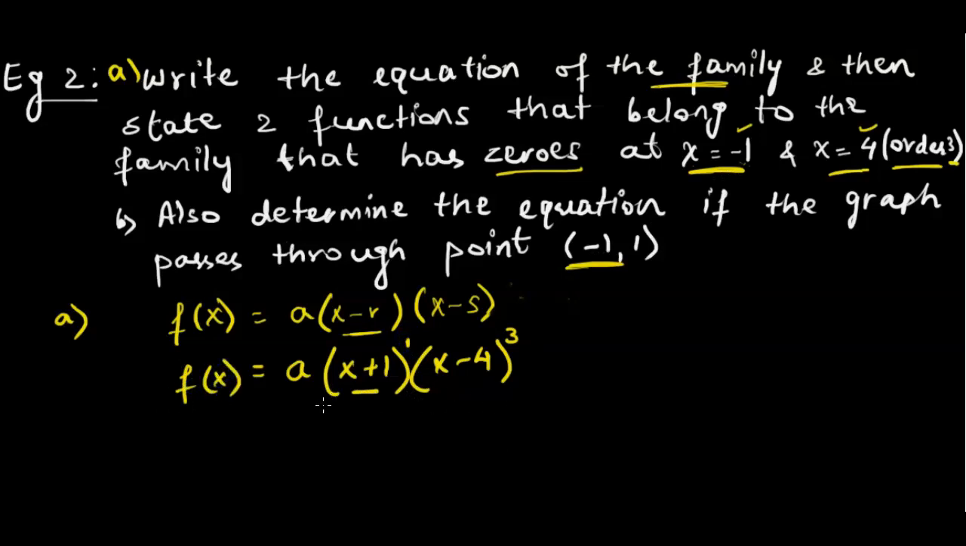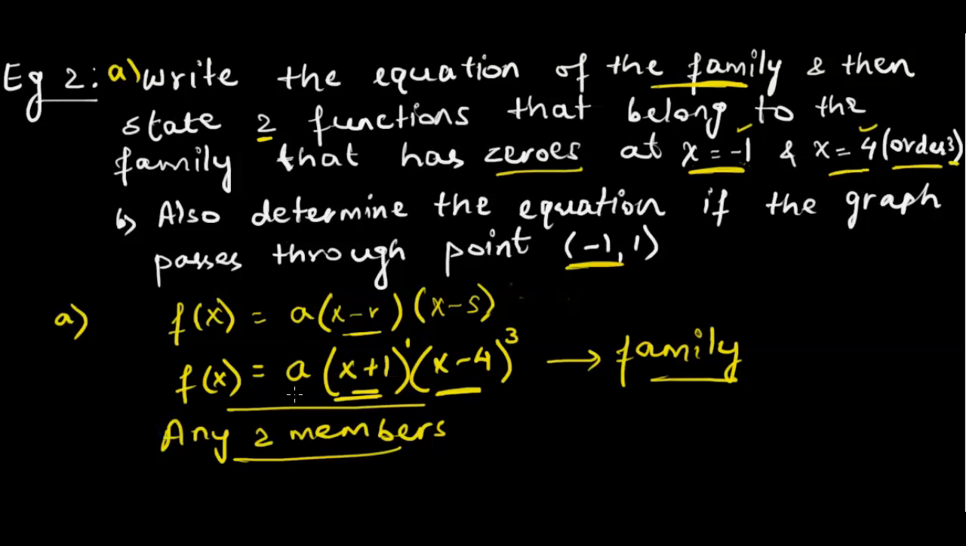A family would have the same factors with the same orders. It's just that they would have different a values if there are different members in the family. So write the equation of the family, this part is done. Next part is state 2 functions that belong to the family. So now they want any 2 members of the family. So this is the family equation. When they have asked you to write any 2 functions or any 2 members, then what we have to do is just put in the a value as any number of your choice. The answers are going to vary in this case depending upon your personal choice.